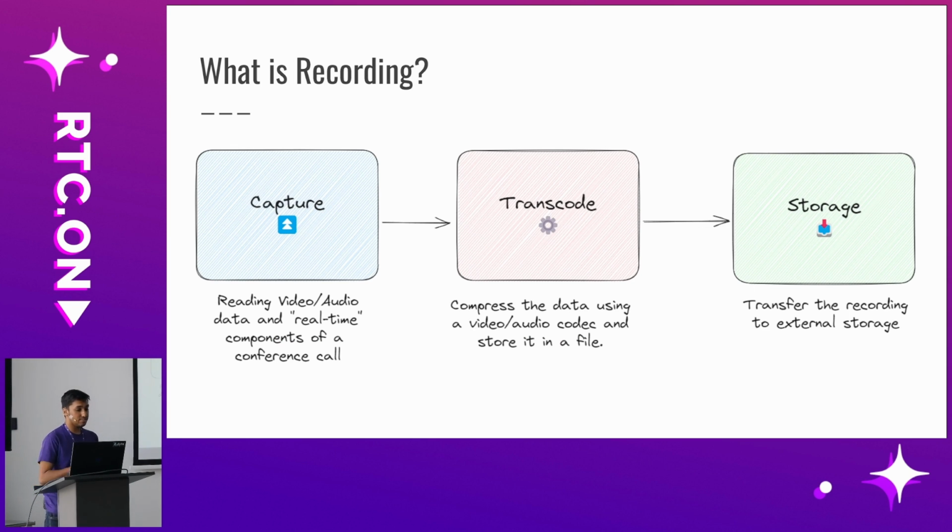First, let's figure out what exactly recording is. According to me, a recording is, at a high level, a sequence of three steps. The first step is capture. Capture is figuring out what parts of the video conference you want to record. Sometimes it might be just video and audio, but it can also be things like chat, for example. The second step is transcode. It's about taking this raw video and audio data and transforming it into a format that is easier to store. And the third step is storage.